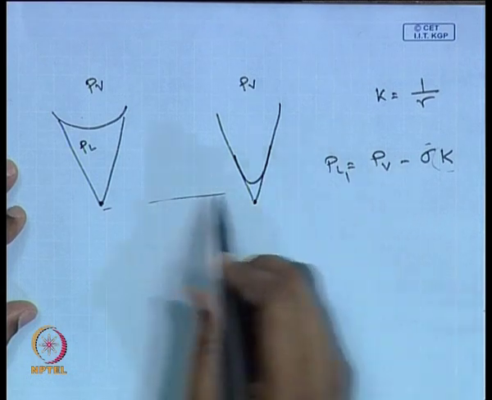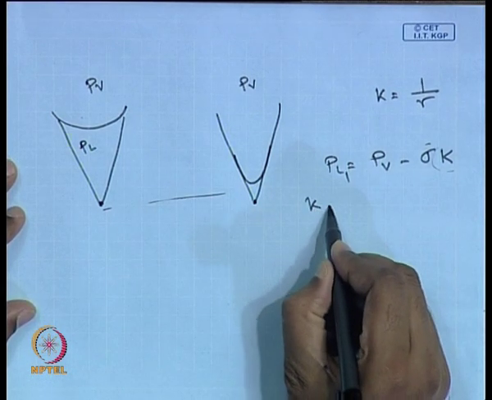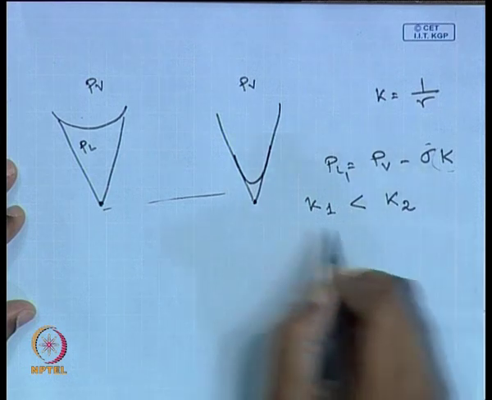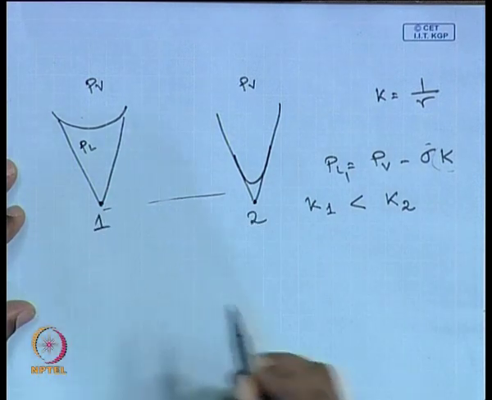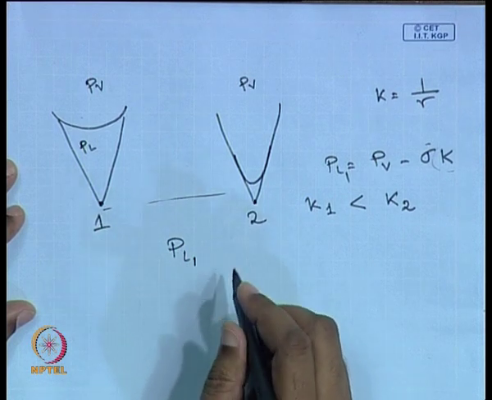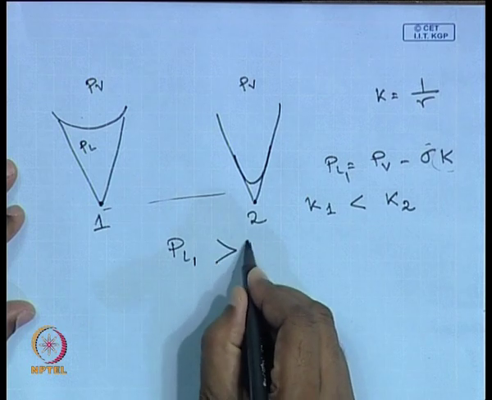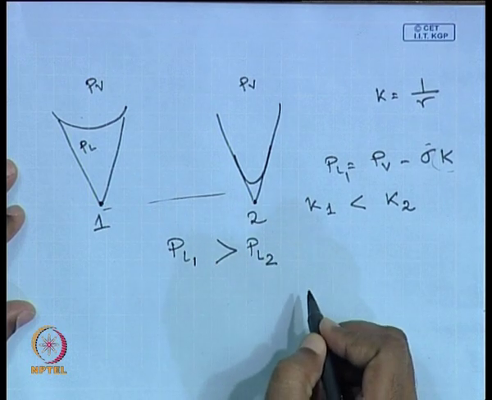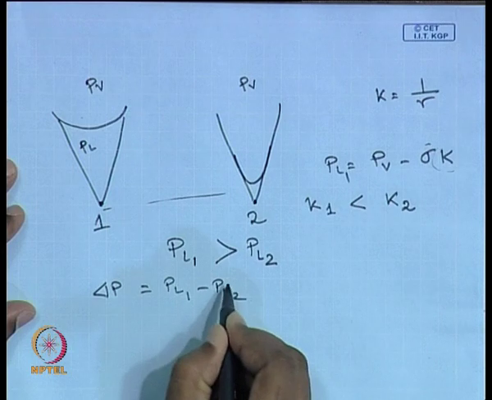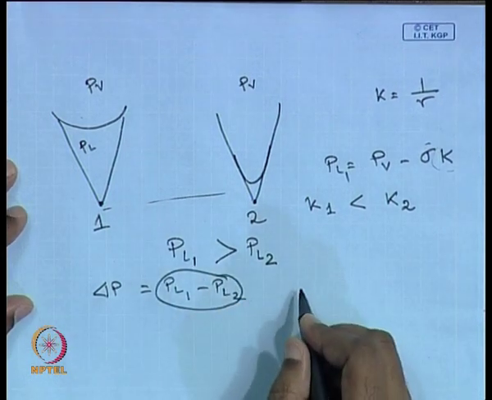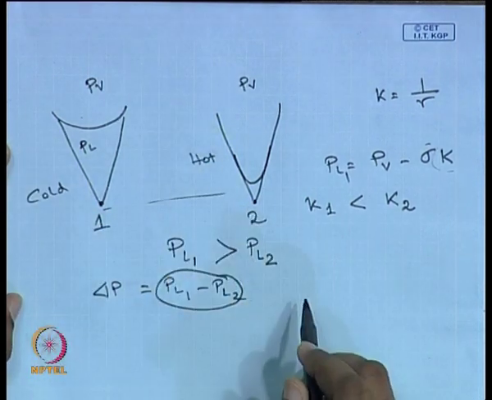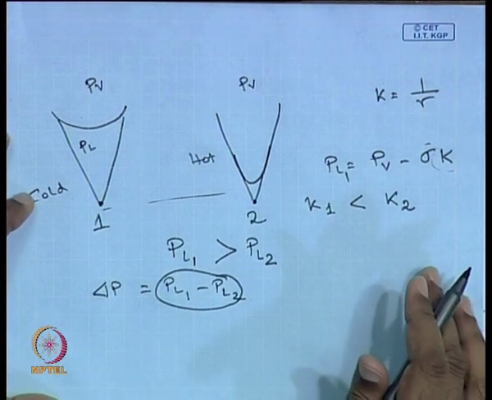Now, in these two cases, the curvature for location 1 is going to be substantially smaller than the curvature for location 2. As a result, the pressure in the liquid phase at location 1 is going to be greater than the pressure of the liquid at location 2, and this delta P equal to PL1 minus PL2 would be the driving force for liquid flow from the cold side towards the hot side. So, this is how the micro heat pipe will operate.